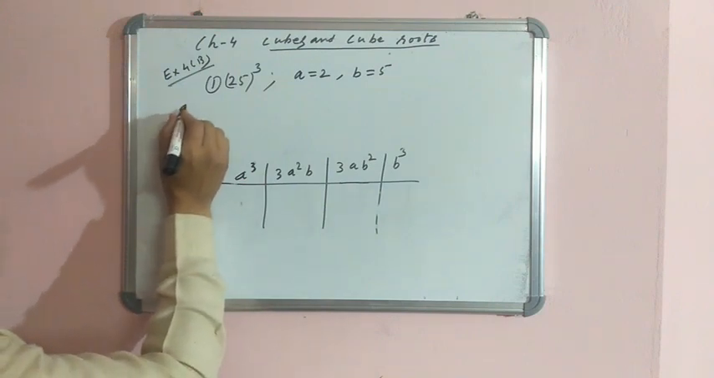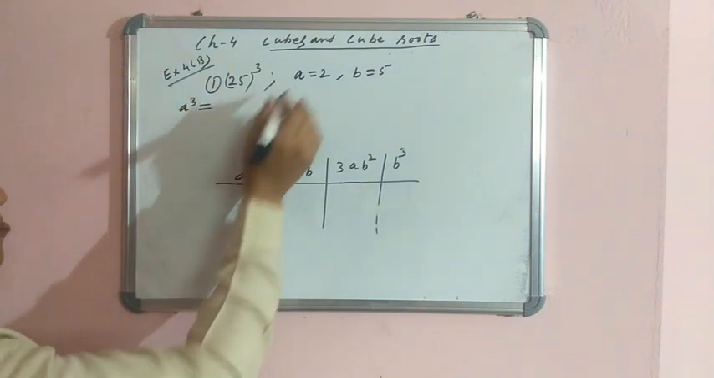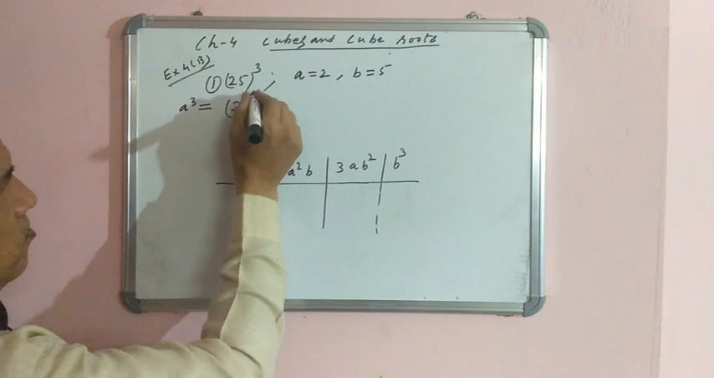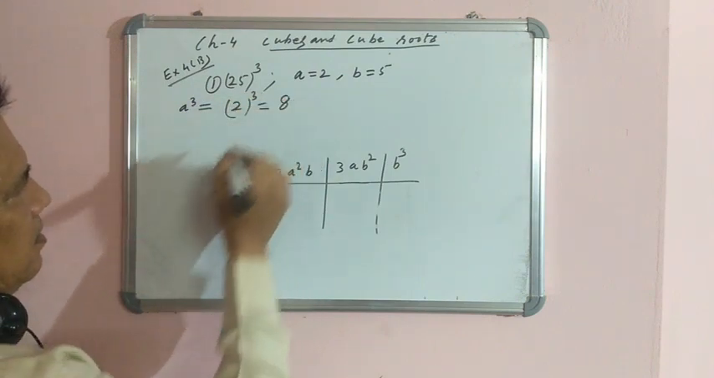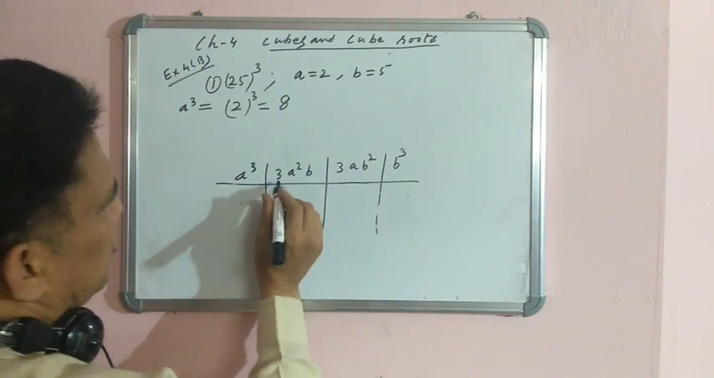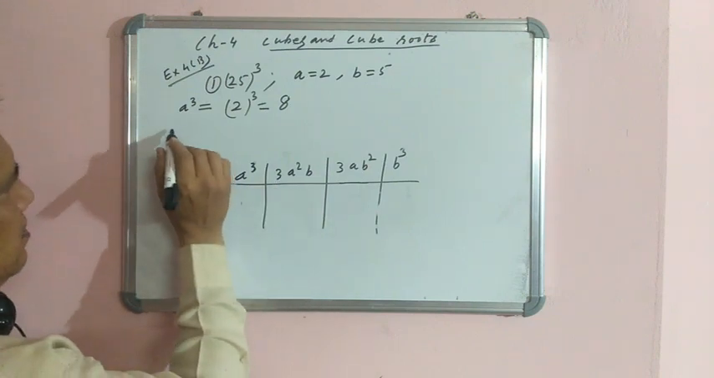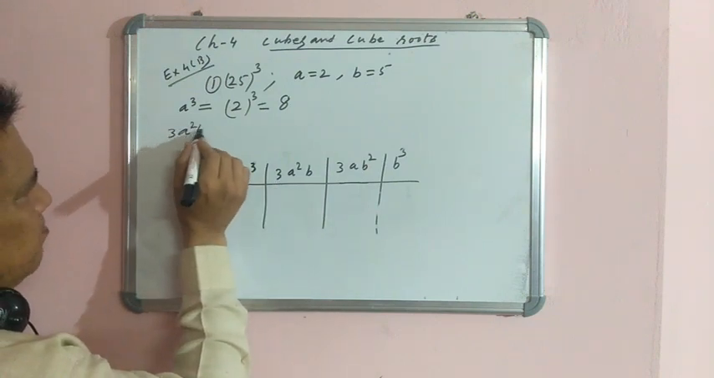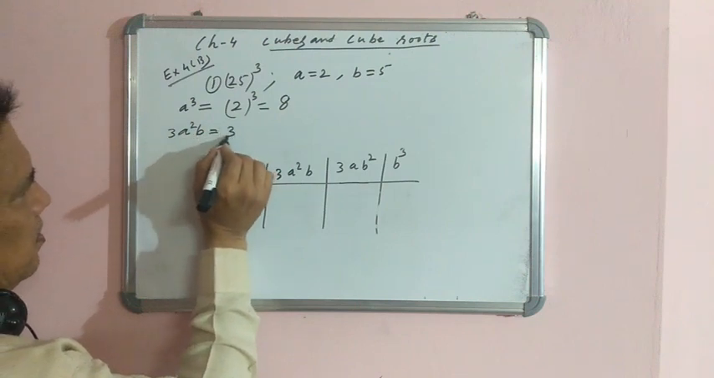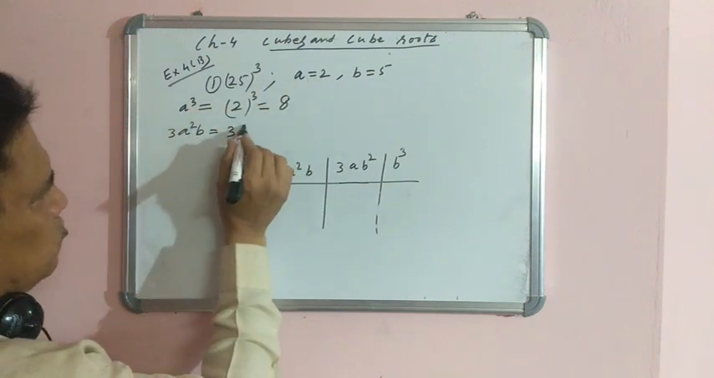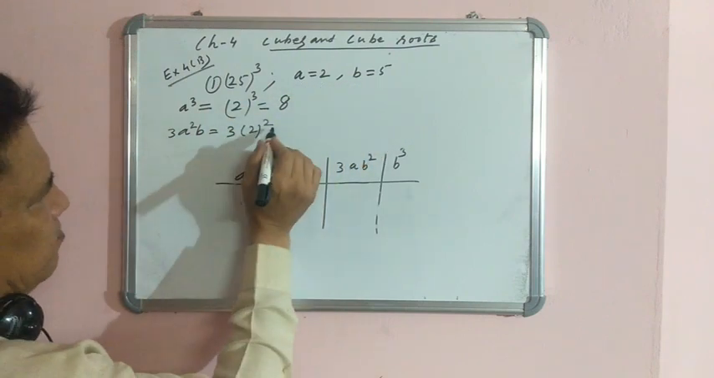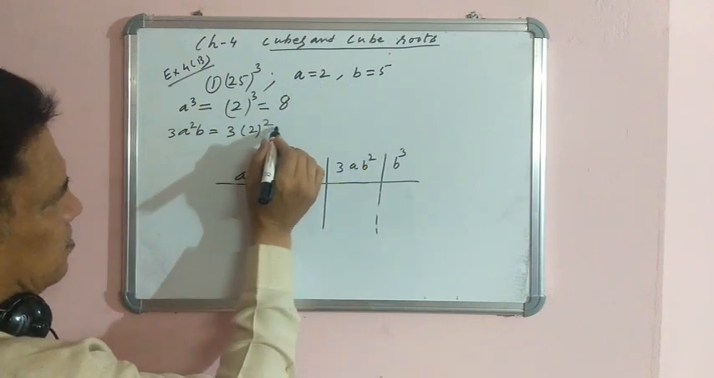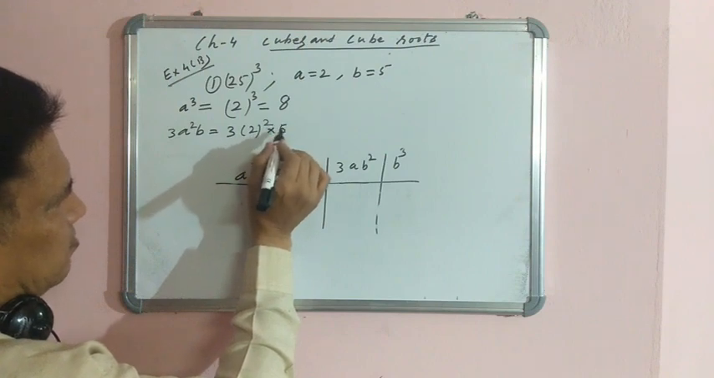a cube, that is equal to 2 whole cube. So we are getting 8. Now we will calculate 3a square b. 3a square b. Now 3, the value of a is 2, so 2 square. The value of b is 5, so 5. Into sign you can make or don't make.